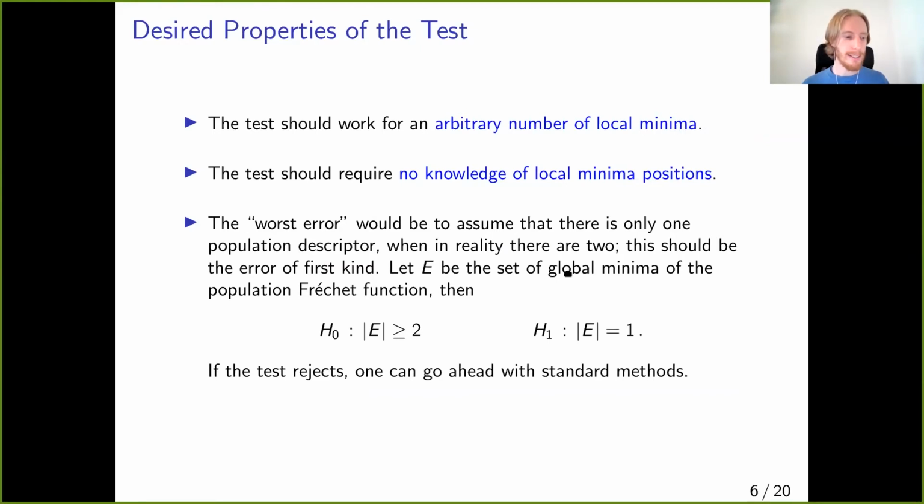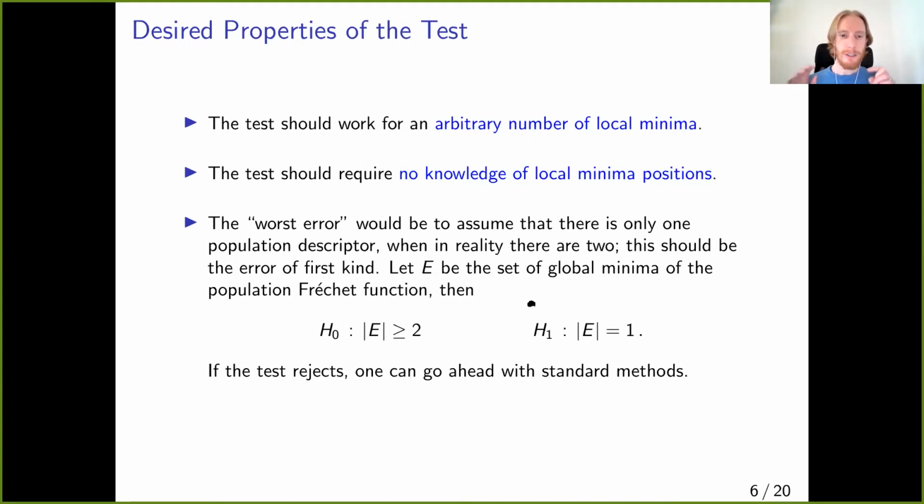So first of all, let's start with a wish list. The test should work for an arbitrary number of local minima, because if we have a multidimensional descriptor space, so several parameters, it might be impractical to plot out the Fréchet function over all parameters to detect all local minima in any way. And so we would like to not have to fix the number of local minima in advance. The test should require ideally no knowledge of local minima positions for the same reason.